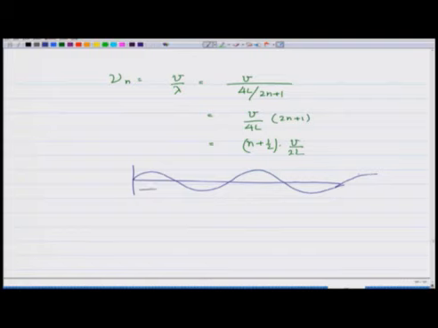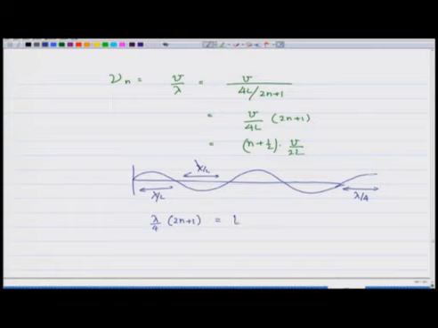So, I am going to have lambda by 2, and the segment is going to be of the length lambda by 4. So, what I am going to have is lambda by 4 times (2n plus 1) equal to L, and that immediately gives me lambda equals 4L over (2n plus 1). So, that is the physical interpretation. Mathematically we could just write what kL should be and get our answer.